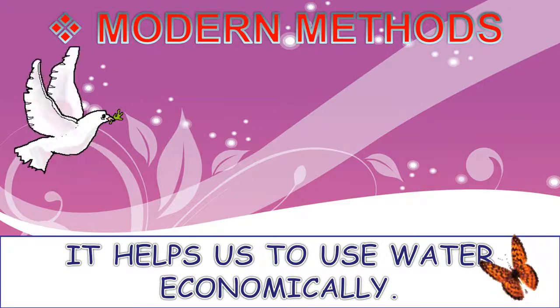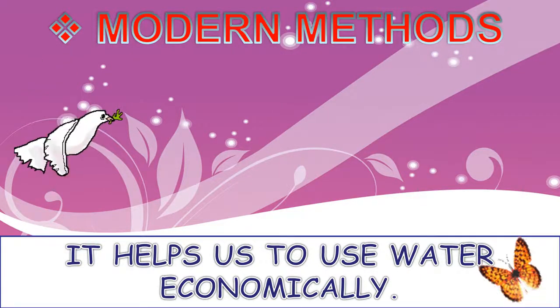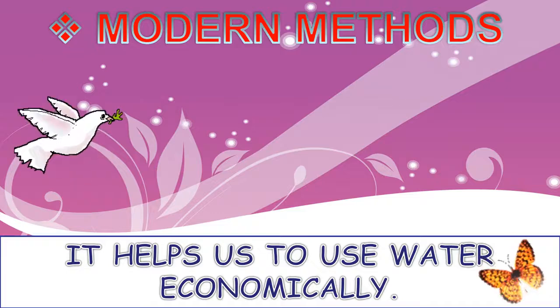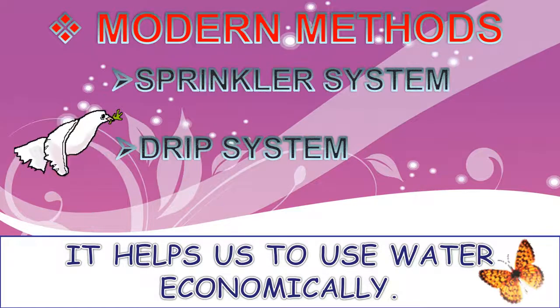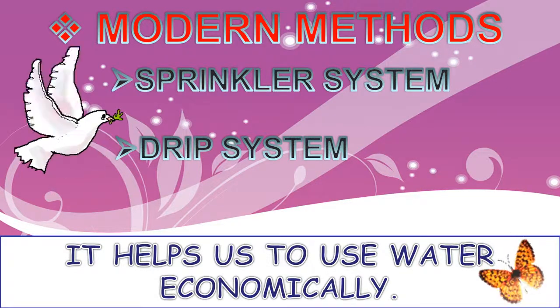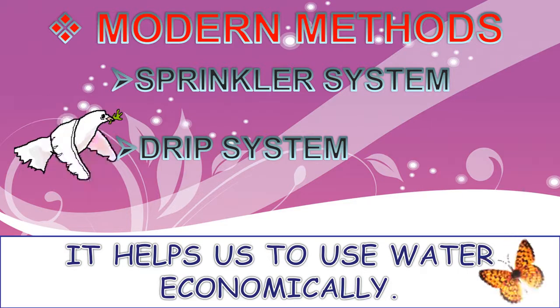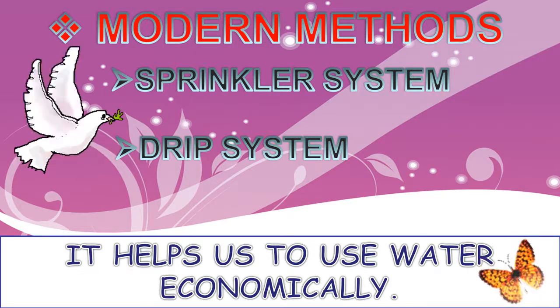Now we will see modern irrigation methods. These are more efficient irrigation systems. These help us use water economically without wastage for agriculture. The two important ways in modern methods are the sprinkler system and the drip system.